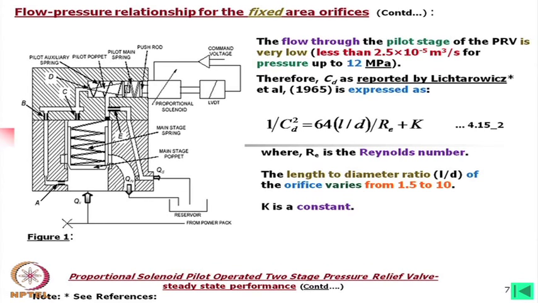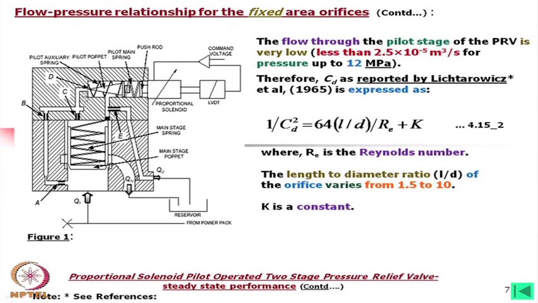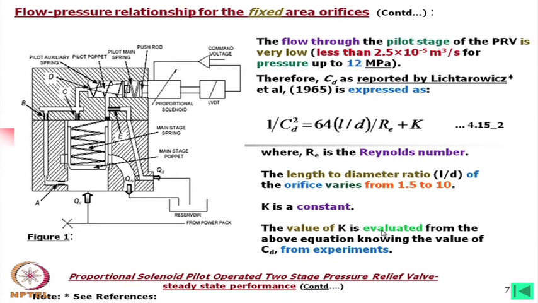Now, again, I have not specified the capacity of this pressure relief valve or the physical size. Maybe in the next lecture I will give the physical size, but we have considered only a particular valve. It is about 30-40 liters per minute maximum flow. Now, K is a constant. The value of K is evaluated from the above equation, knowing the value of CD from experiments. So, what we have done here is we found out the CD value from the experiments, and then we evaluated the value of K.